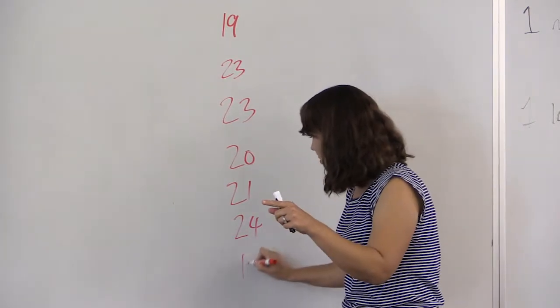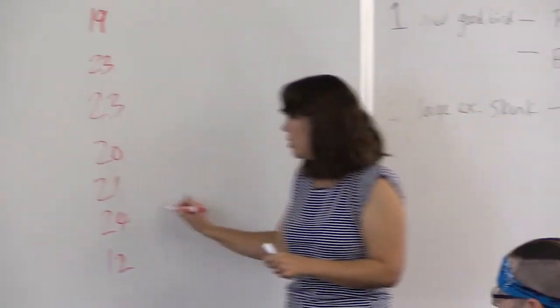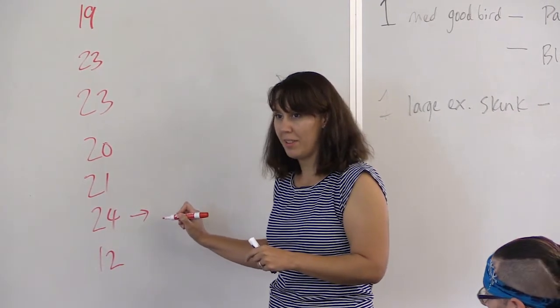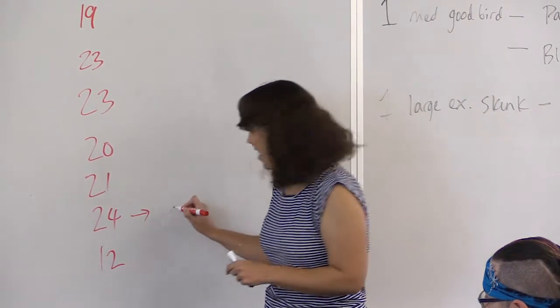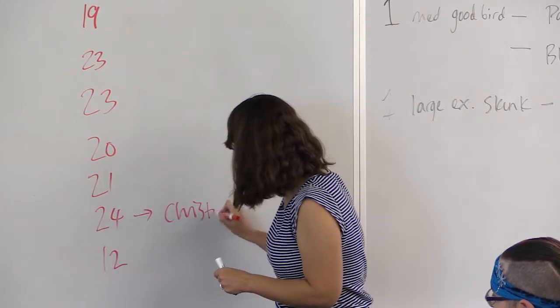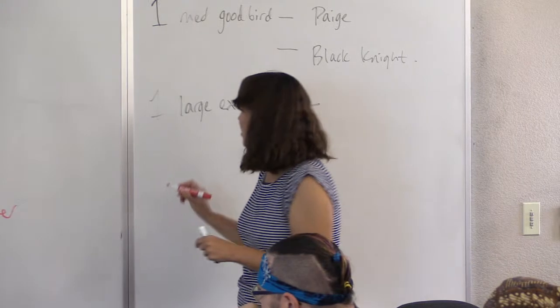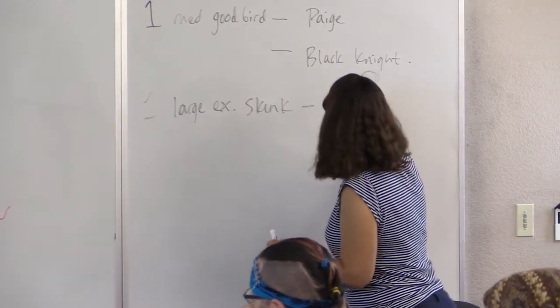24 and a 12. Okay, so 24, what's your name? Christopher. No, what's your beetle name? It's what I picked. Okay, so Christopher, are you male or female? Male. Okay, so we've got Christopher.